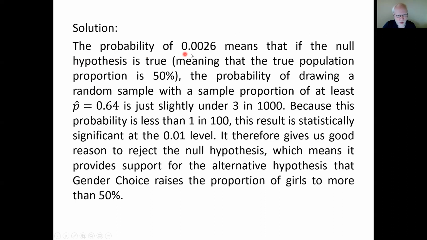So the probability of 0.0026 means that if the null hypothesis is true, meaning that the true population proportion is 50%, the probability of drawing a random sample with a sample proportion of at least 0.64 is just slightly under 3 in 1,000, which is pretty low. Because this probability is less than 1 in 100, this result is statistically significant at the 0.01 level, right? Because this is less than 0.01. It therefore gives us good reason to reject the null hypothesis, which means it provides support for the alternative hypothesis that gender choice raises the proportion of girls to more than 50%.